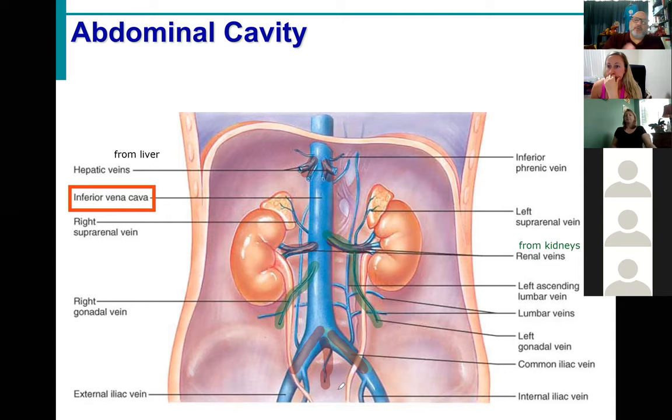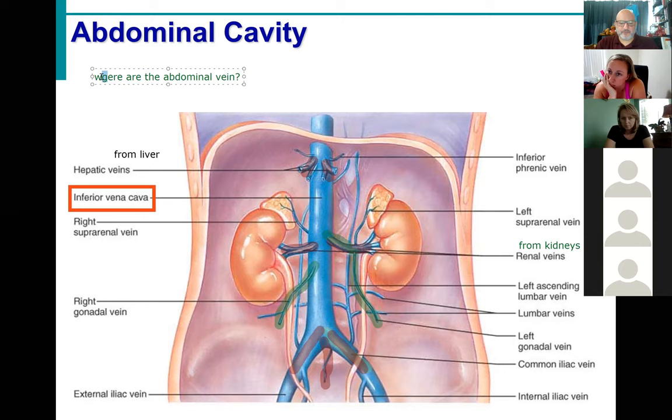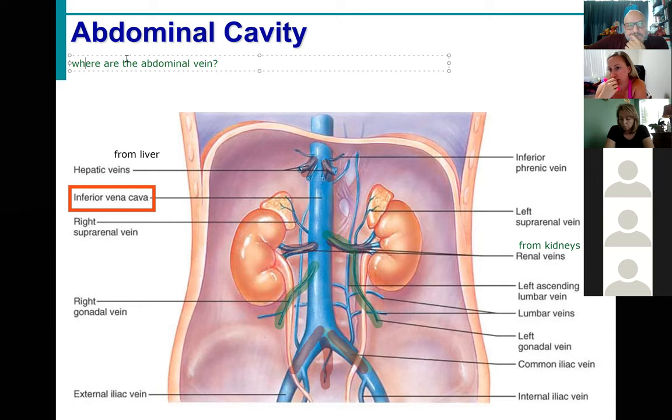Where the heck are the abdominal veins? Why are we not seeing any veins associated with the digestive system on this picture? Why aren't they feeding into the inferior vena cava? They're feeding into the liver, aren't they? Exactly. Absolutely. In the venous structure, and there's the magic word I was looking for, although close, you got to be careful, Alexa. All blood vessels from the digestive system.